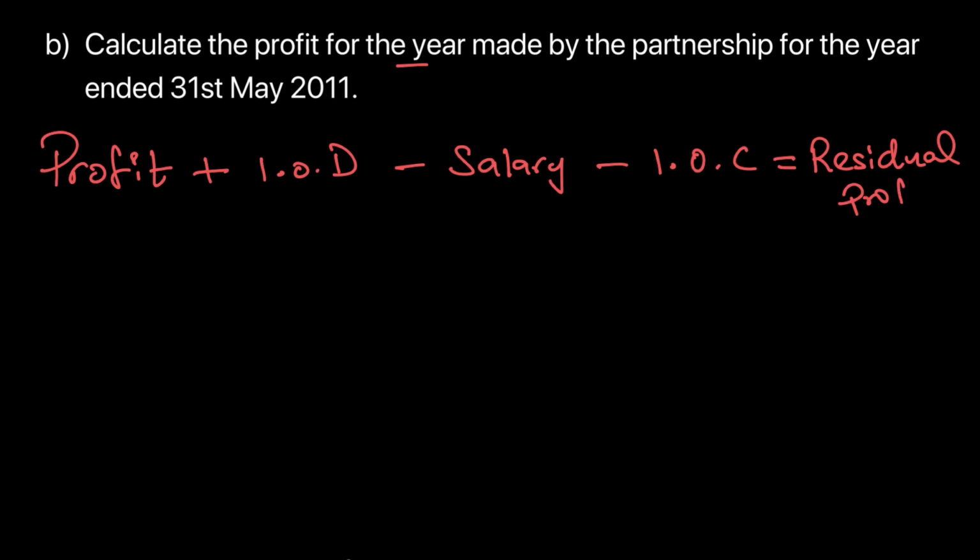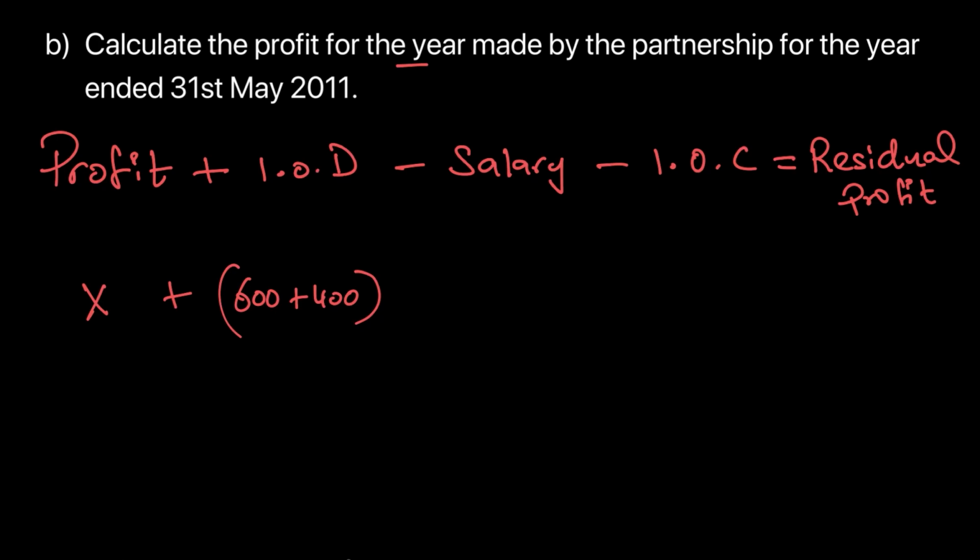That's how we draw our appropriation account. So I'm just making an equation out of it. Let's see what numbers are available. Now we do not know the profit for the year, so I'm going to write this as X. For interest on drawings, we know that they both had to pay interest on drawings equal to 600 plus 400. That's their interest on drawings.